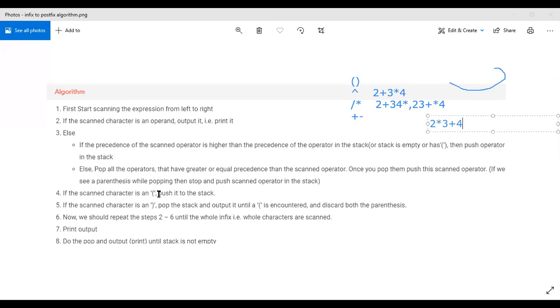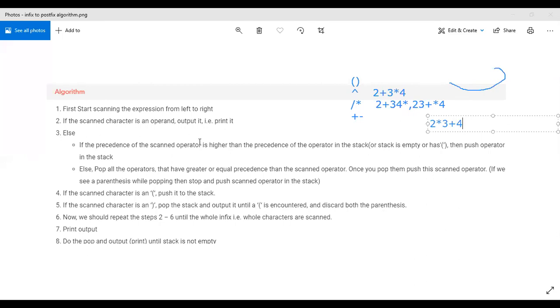See, if the scanned character is a left parenthesis, push it onto the stack. If the scanned character is a right parenthesis, pop the stack and output until a left parenthesis is encountered, and discard both the parentheses. The third step is somewhat critical. Whenever there is an operand, print. Whenever there is a left parenthesis, push onto the stack. Whenever there is a right parenthesis, pop all the operators in the stack until the left parenthesis is encountered. These are all simple steps, but the third step is somewhat difficult.